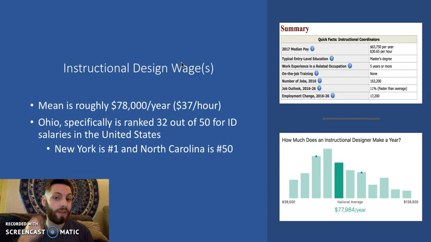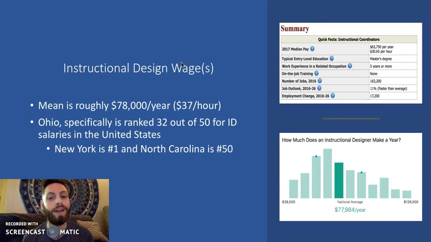So some of the wages with instructional design. The mean for instructional design in general is roughly $78,000 a year, which is pretty good. And that's even with just starting out. The starting out wages is well above $50,000.